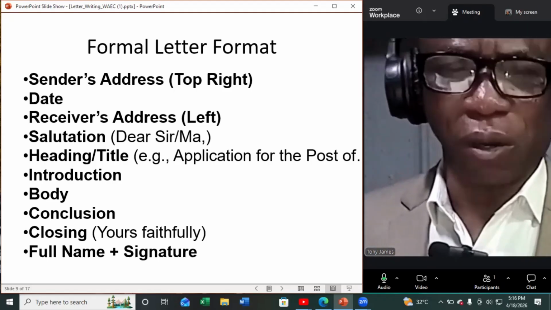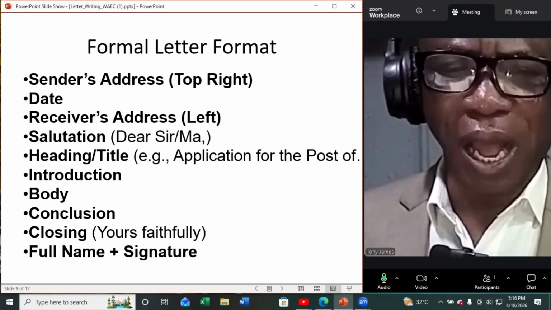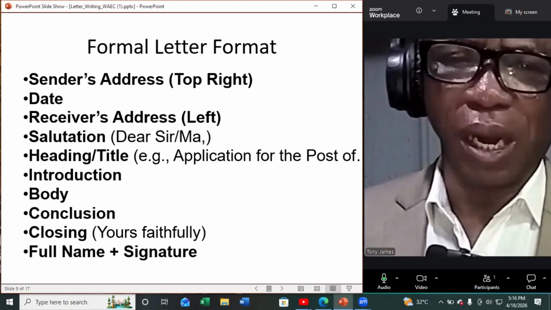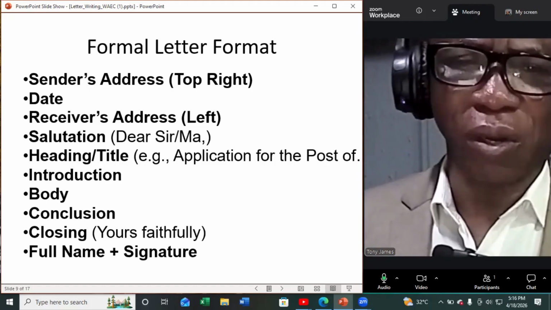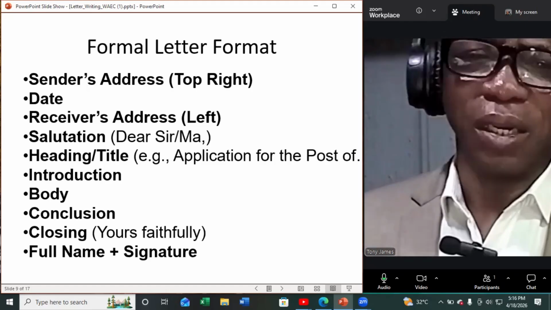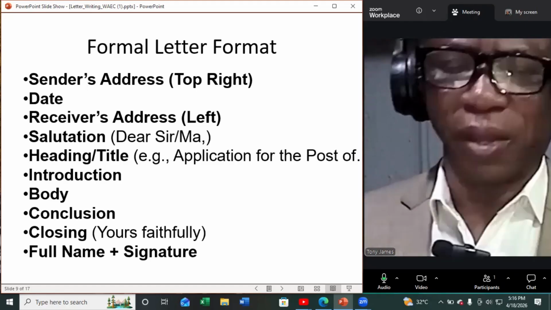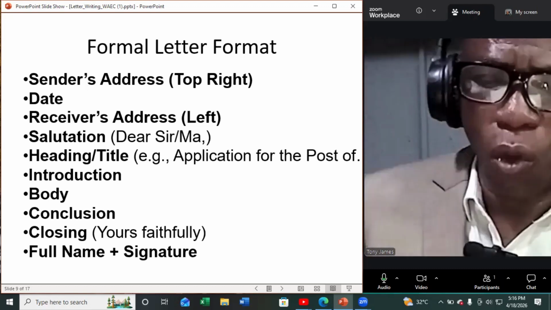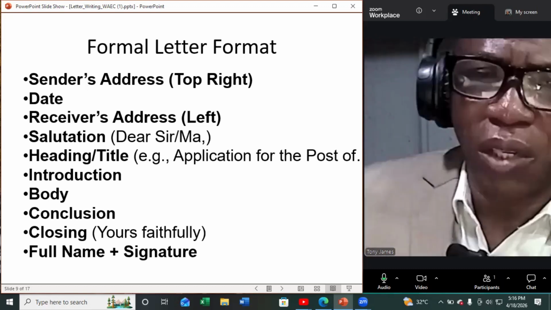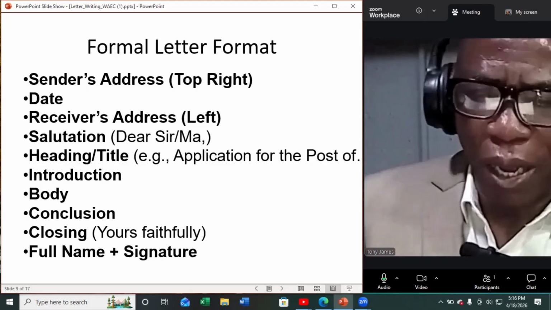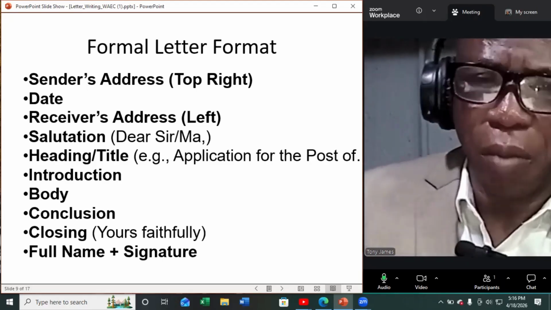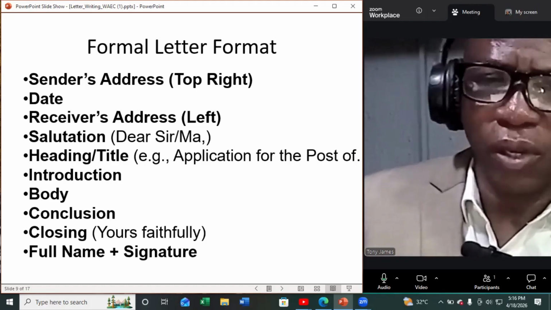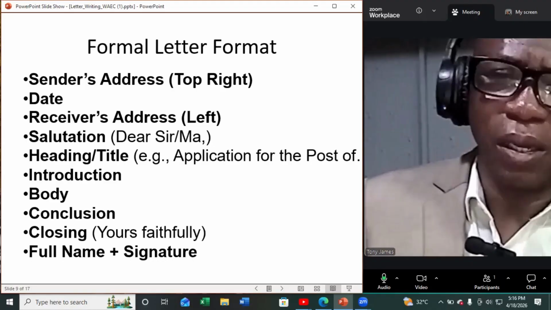Then we come to the conclusion. The conclusion of the letter has to be a summary of the introduction and the body of the letter, particularly the introduction. So it is at the conclusion that the student will summarize everything and conclude the letter. Then part of the structure, we have the closing remark. The closing remark is not a paragraph, but rather a remark. And the acceptable remark of a formal letter is Yours faithfully. No other greetings is allowed, no other closing remark is allowed.